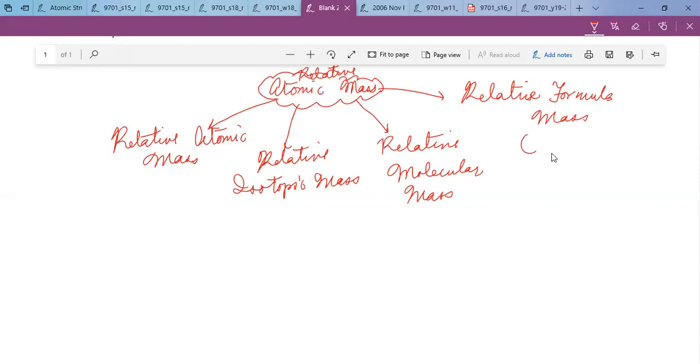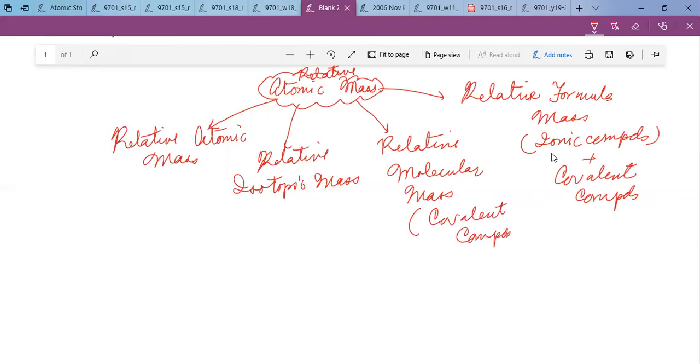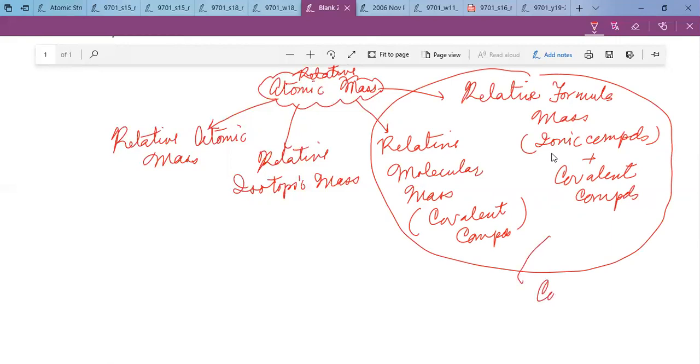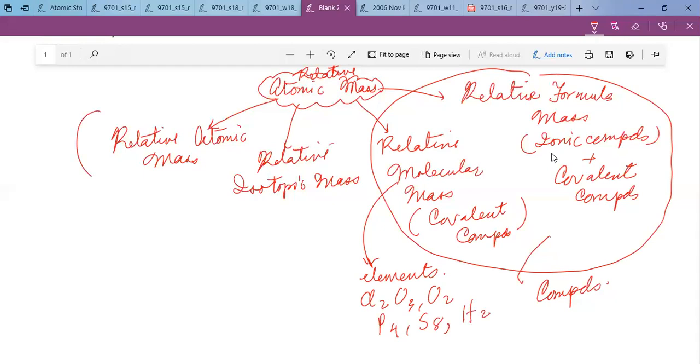Remember, relative formula mass is normally for ionic compounds, but now they include covalent compounds too. You can see later in the marking scheme. But relative molecular mass is normally just for covalent compounds. And these two are normally for compounds. Of course, relative molecular mass can be for elements, as I told you just now. Elements like Cl2, diatomic, or triatomic, O3, O2, P4, S8, H2 can also be used. Relative isotopic mass is strictly for elements.